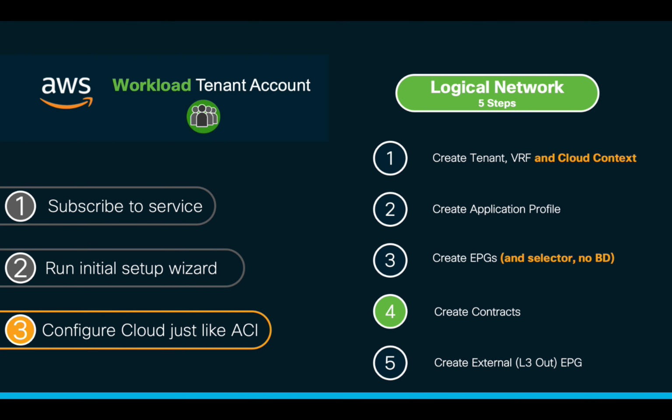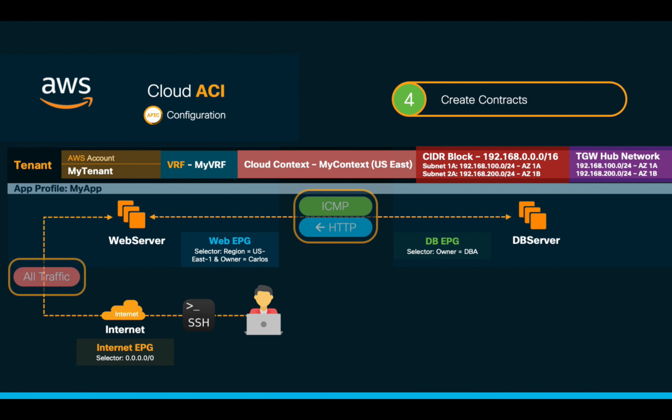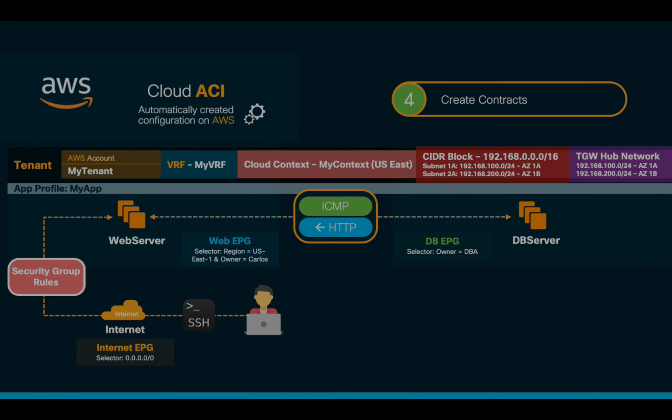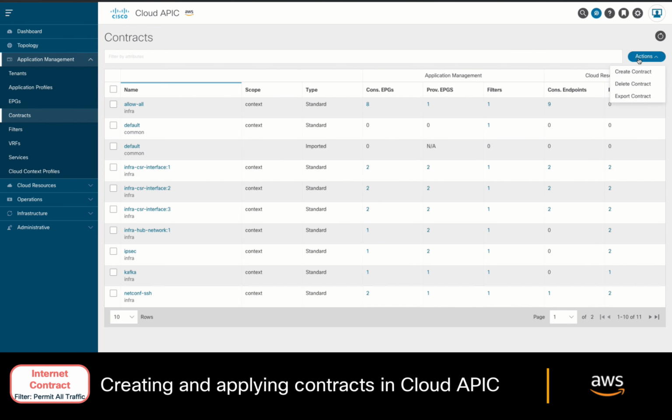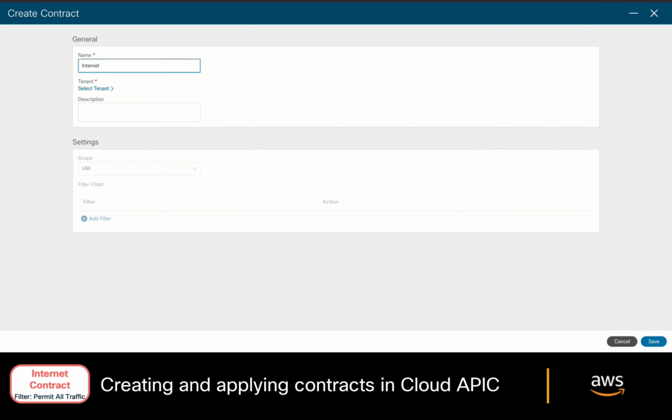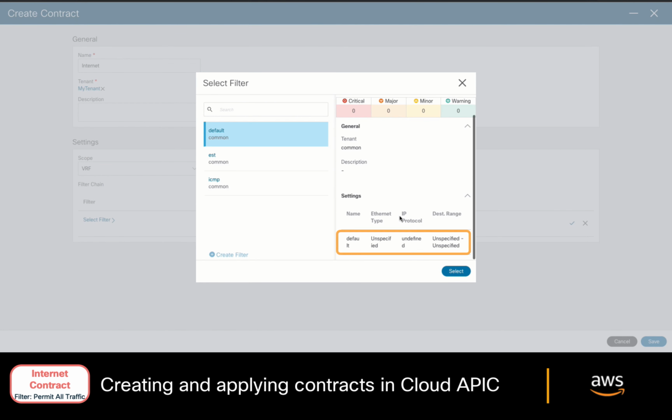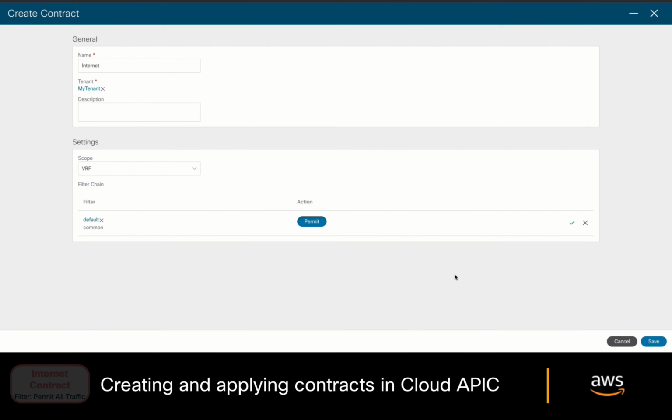In this case, we will want to allow all traffic coming from the internet to access our web server instance. Therefore, the consumer will be the internet and the provider will be the web EPG. And this configuration should result in automating the right security group rules on AWS. In your Cloud APIC, go to the contract section where we will create a new contract called Internet. We will select our tenant, we'll keep the scope as it is, and we'll add the default filter which allows all traffic. Let's now apply our contract.